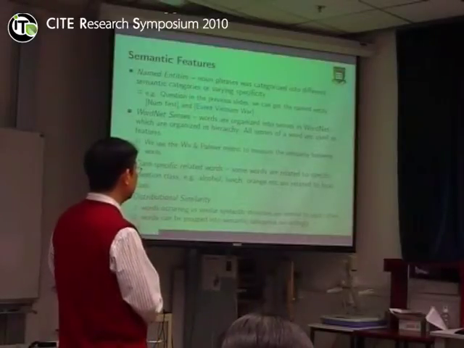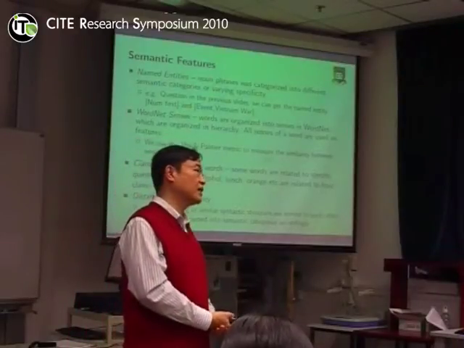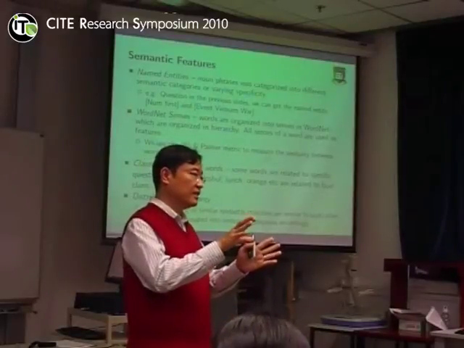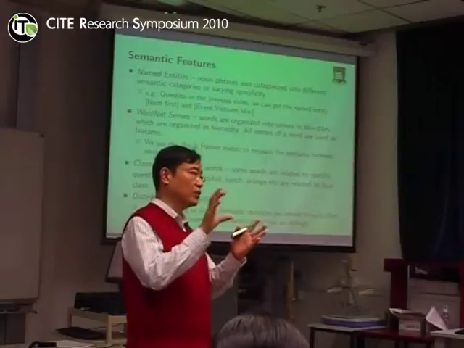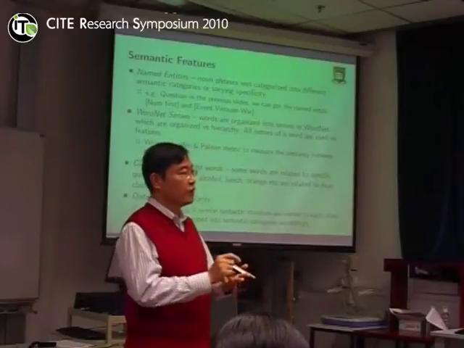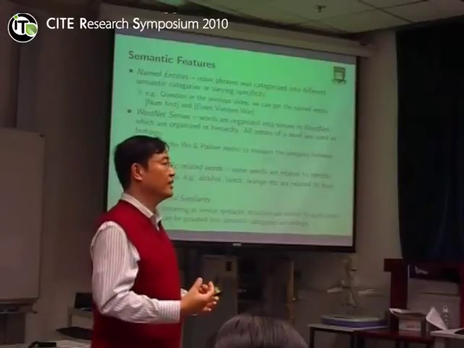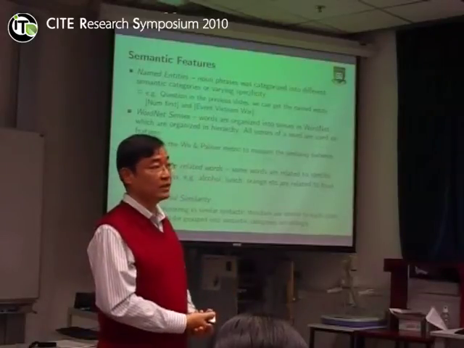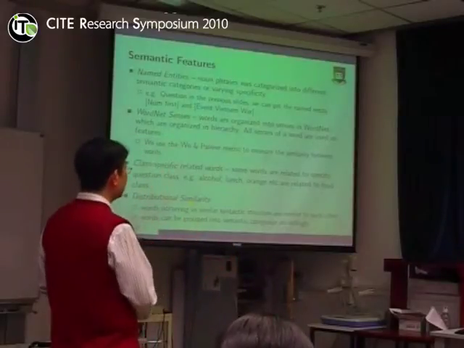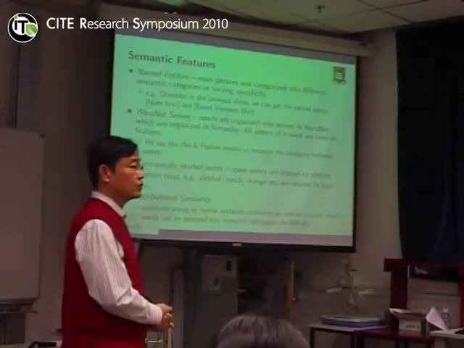And finally, distribution similarity, which is by looking at how the words are distributed in the sentence. So if their appearance in the sentence is similar to each other, say the use of the words in the sentence is similar, that is, the distributions are similar, then we can say that they are similar in meaning or in their usage. So words occurring in similar syntactic structures are similar to each other, and they can be grouped into semantic categories accordingly.